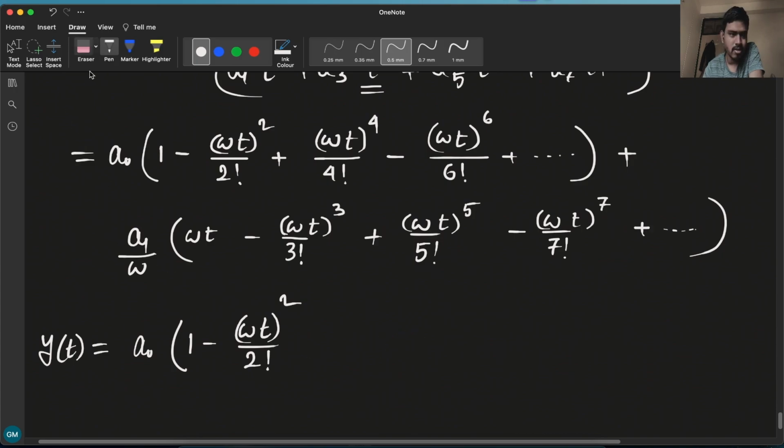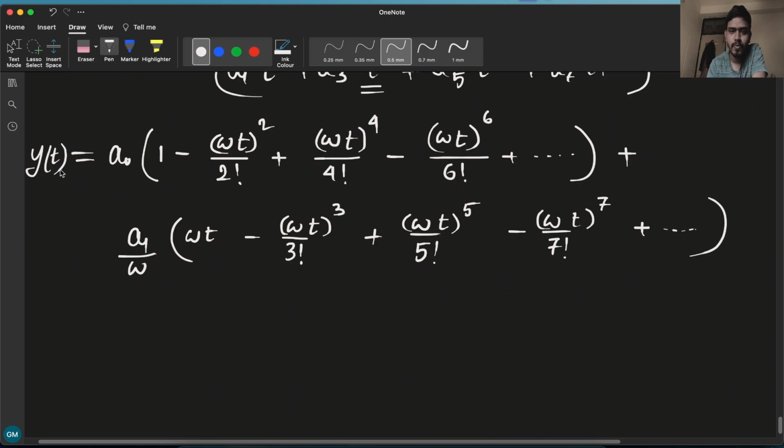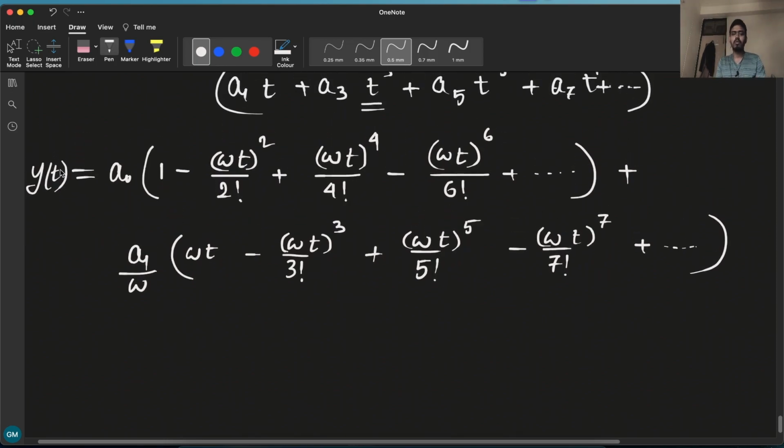This is the solution. Now, if you can recognize this series, this is nothing but cos of omega t. This is the Maclaurin series of cos of omega t, or rather the Taylor series expansion of cos of omega t at t equals 0. And this series is nothing but sine of omega t.